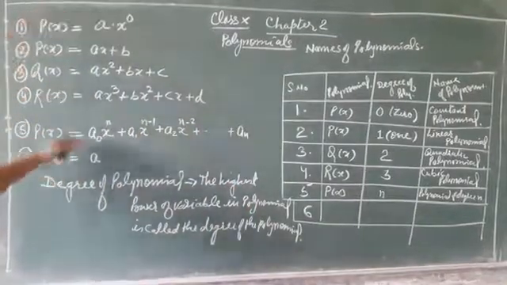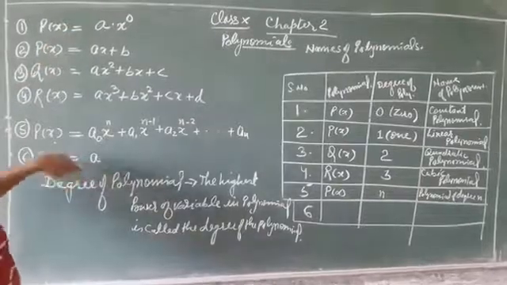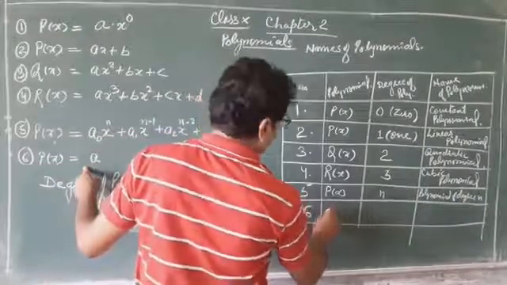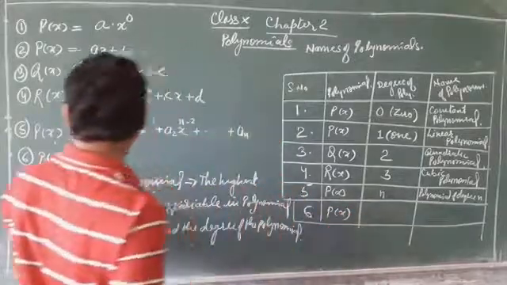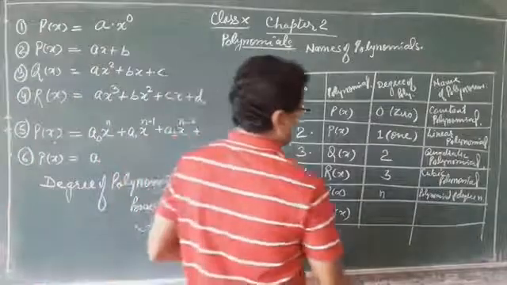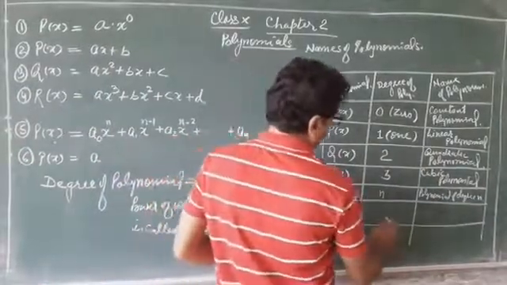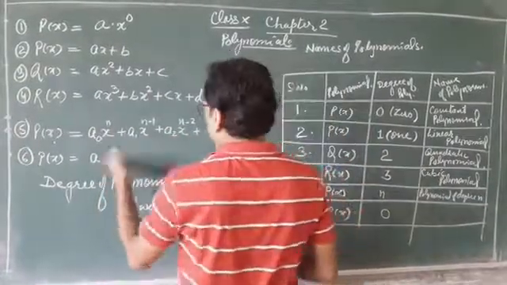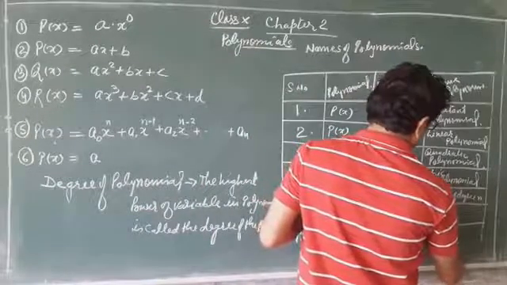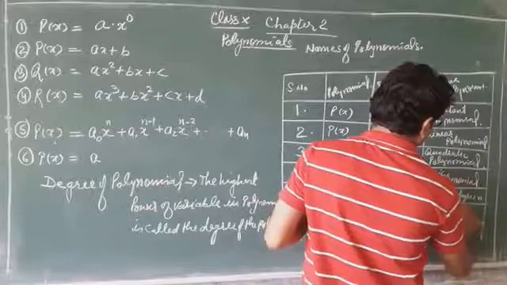both are same, so we can write this as this and like this, both are same. So this p of x, the degree is 0, there is no variable term, so the degree is 0, and the name is constant polynomial.